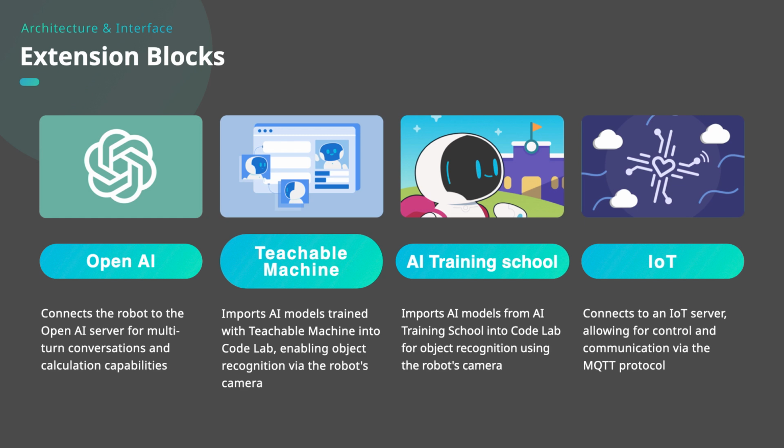This block imports Teachable Machine-trained AI models into Codelab, allowing object recognition via the robot's camera. AI Training School block, created by NUA, this app enables direct photo training on the robot for object recognition models. The AI Training School block imports these trained models into Codelab for the robot's camera to perform object recognition. IoT block. Once connected to an IoT server, this block enables control and communication through the MQTT protocol.